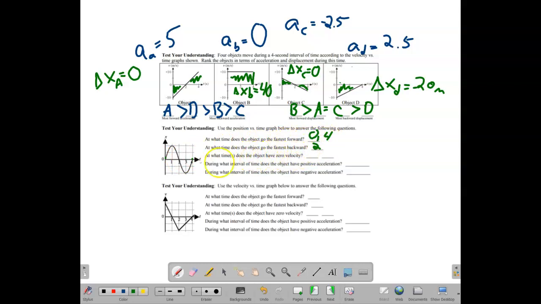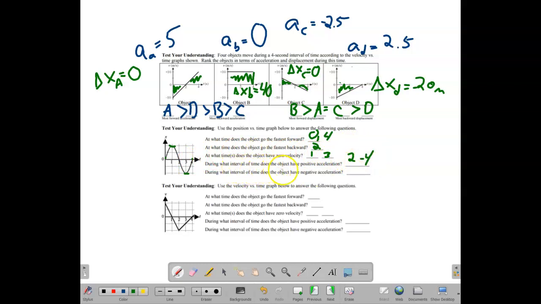At what time does the object have zero velocity? That's going to be when the object changes direction, or when the slope is 0. So it's going to be a flat line here and a flat line here. So it can be either at 1 or 3. During what time interval does the object have a positive acceleration? Positive acceleration happens when our velocity is getting more positive. And that happens between 2 and 4 because our velocity is getting bigger in the negative direction, and then our velocity is getting bigger in the positive direction.